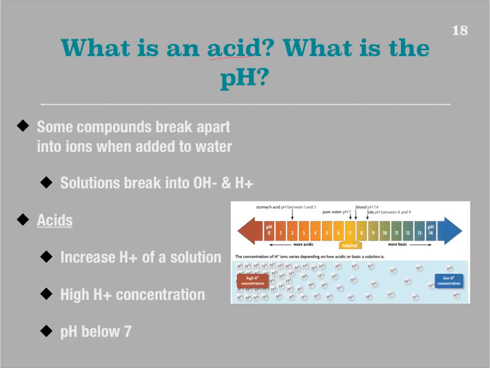What is an acid and what is the pH scale? Certain compounds, when they're put in water, break apart into ions. These solutions break into hydroxide and hydrogen ions. Hydroxide is OH minus, so it's a negative ion, and hydrogen ions, H plus, are positive ions. Acids have a higher concentration of hydrogen ions than hydroxide. This higher concentration of hydrogen ions would put them on the pH scale below 7.